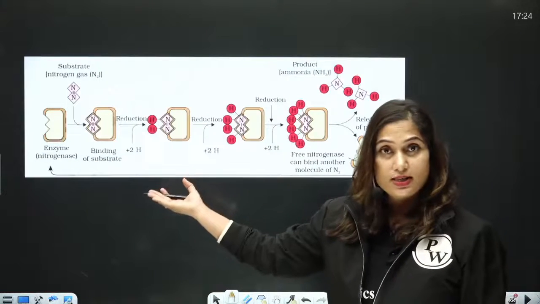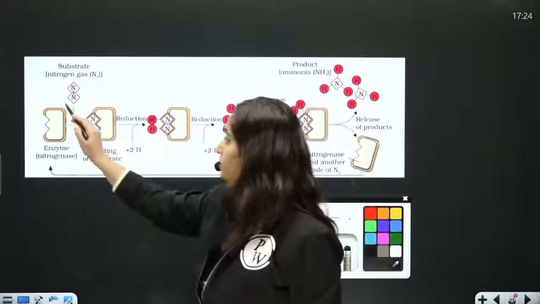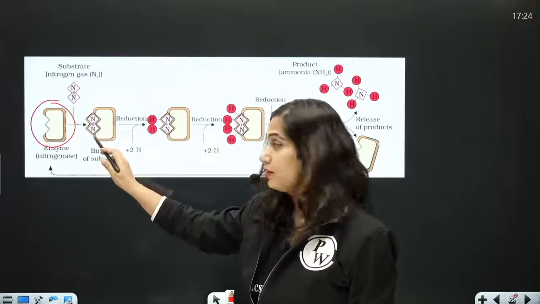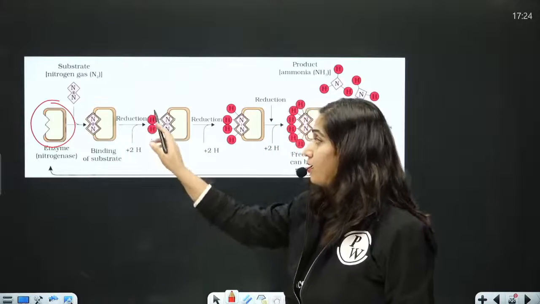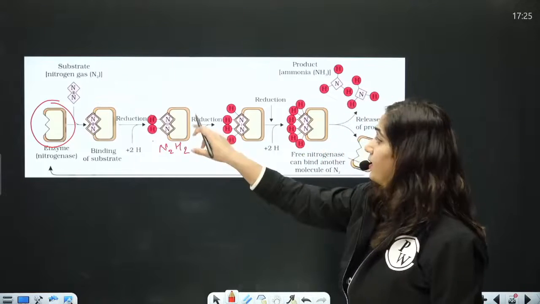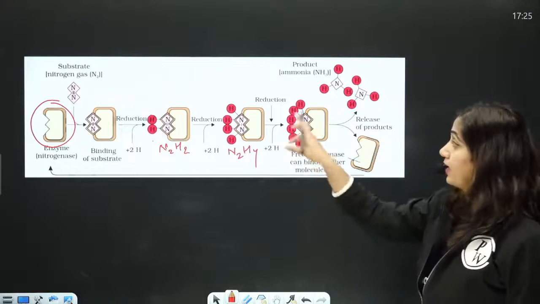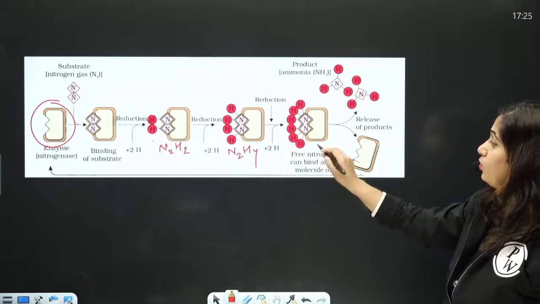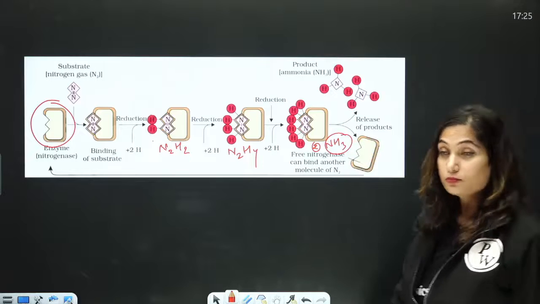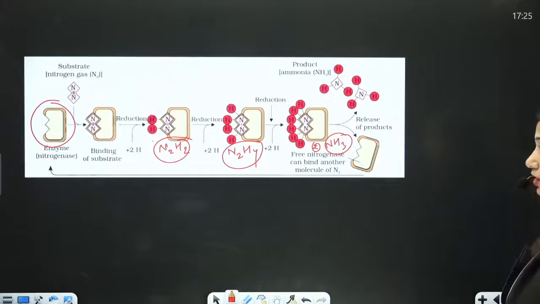So this is nitrogenase enzyme, right? This is the nitrogenase enzyme. N triple bond N is getting binded up with this enzyme. Then 2 hydrogen atoms are coming. Then it is formed. Here it is N2H2. Then again 2 hydrogen comes. It becomes N2H4. Then again 2 hydrogen atom comes. Then it becomes 2 molecules of ammonia. So this is how this enzyme catalyzes the formation of 2 molecules of ammonia.